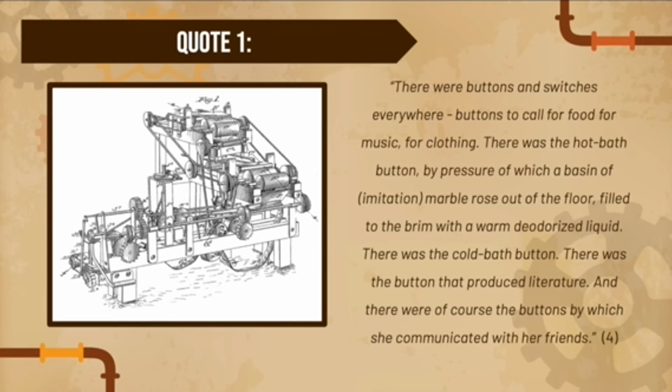We already have switches for hot and cold baths, and buttons to summon music and literature on our computers. This quote shows how Forster perfectly depicts what it would be like in a futuristic society, and makes it even more impressive that he wrote this 100 years ago.